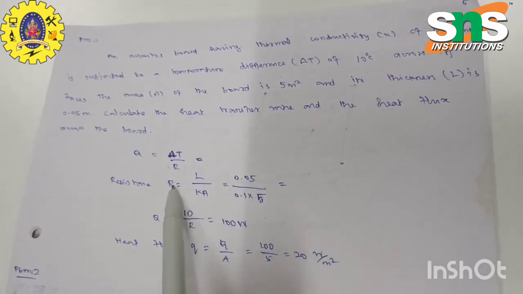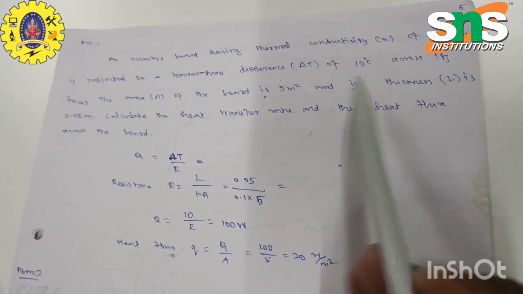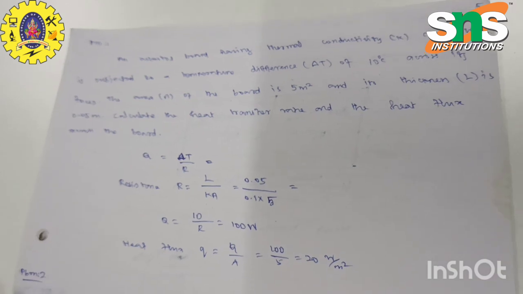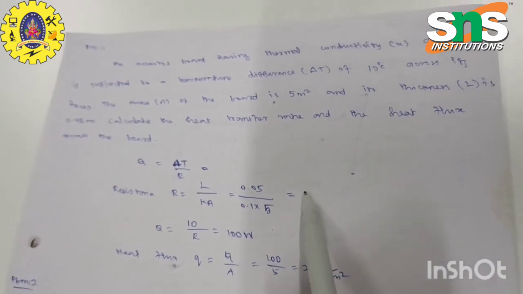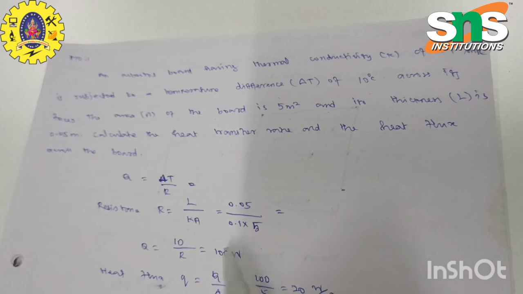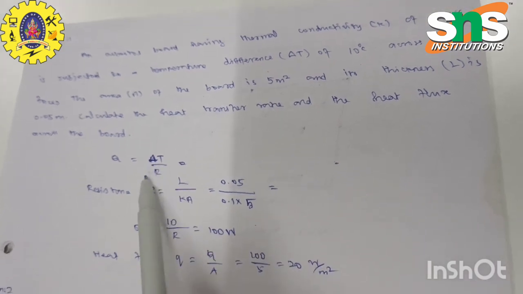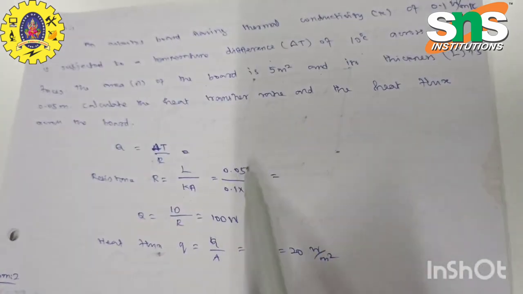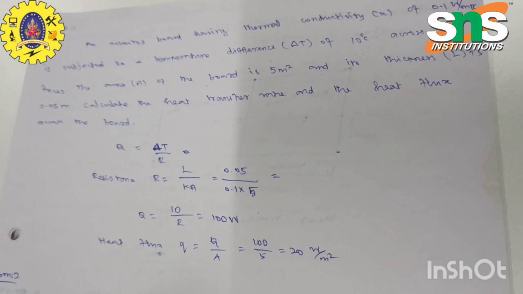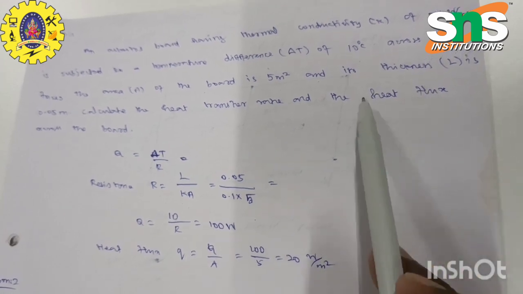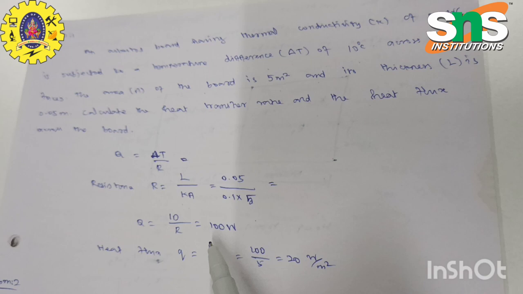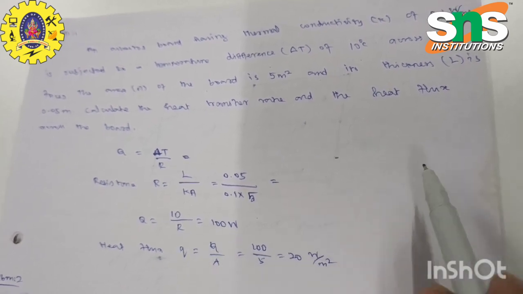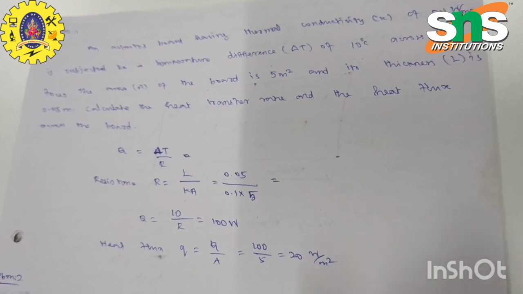We substitute all these values from our given data. We know that Q is equal to 10 by R. Substituting the value of R and del T as 10, finally the heat transfer rate is Q equal to 100 watt. The heat flux is the heat transfer per unit area, so this is called heat flux. We get the value of 20 watt per meter squared.